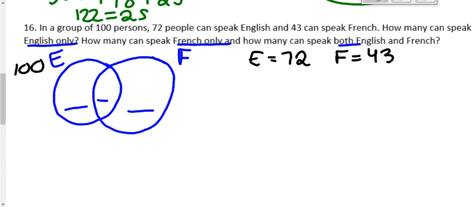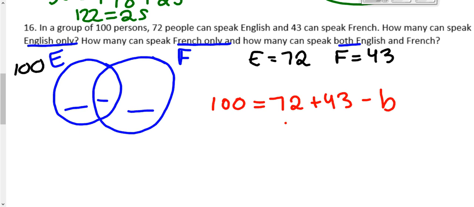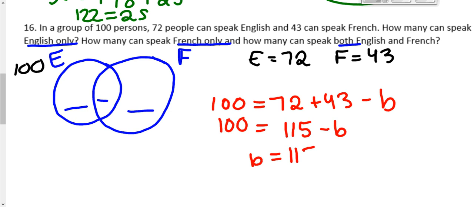So we have our total, which is 100, equals, we add the 2 groups, which would be 72 plus 43 in this case. And then we subtract out what's both, so what's in the intersection. So that's actually going to be the first one that we figure out. 72 plus 43 is 115. And then we have minus both equals 100. So both is 115. No, it's just 15, sorry.